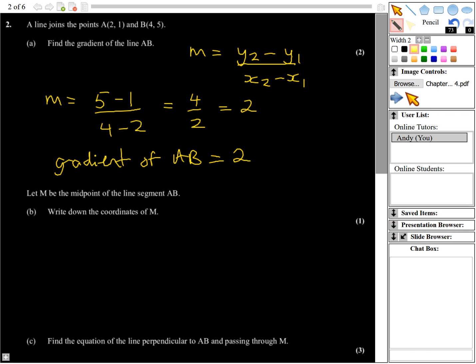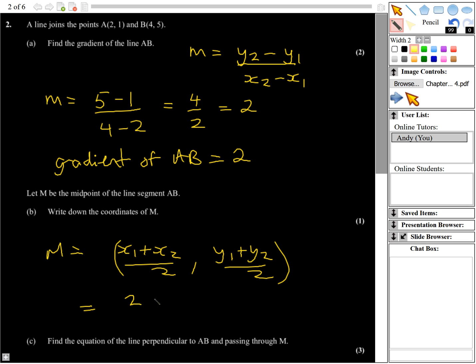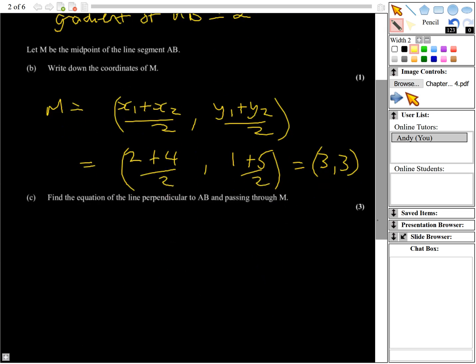Okay, next it says let M be the midpoint of the line segment AB. Write down the coordinates of M. To work out the midpoint, we need to use the midpoint formula. So M is going to be x1 plus x2 over 2, and then y1 plus y2 over 2. You can also find that on your formula sheet. Again, I'm just going to substitute in the values. This is going to be 2 plus 4 over 2, and then 1 plus 5 over 2, which is going to be 3, 3. So in this question, the midpoint is (3, 3).